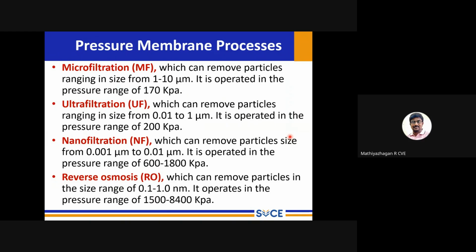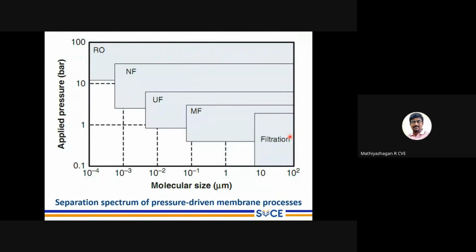See this diagram. Up to 10 power minus 3 micrometer pore size we have in the RO membrane. Therefore, it allows only the water. It doesn't even allow monovalent ions.